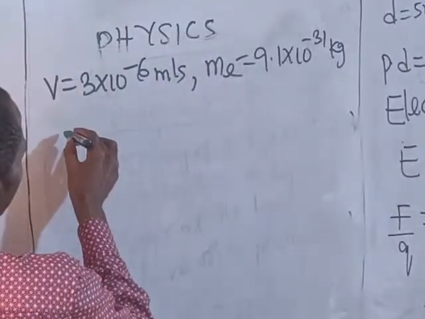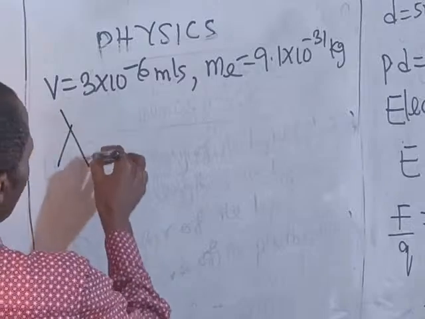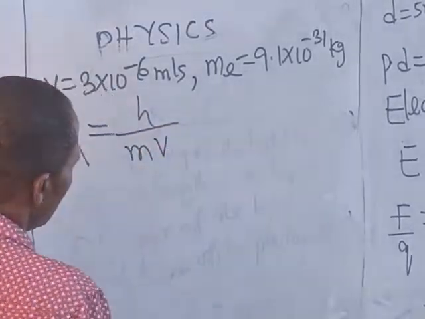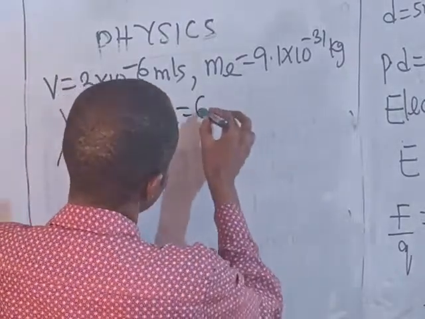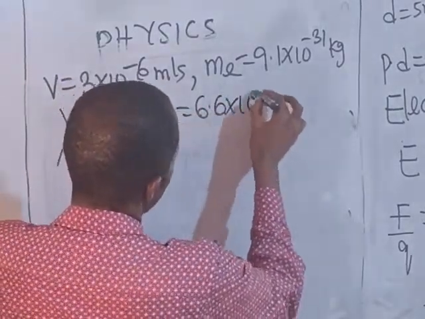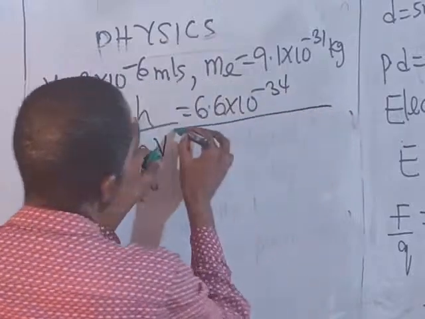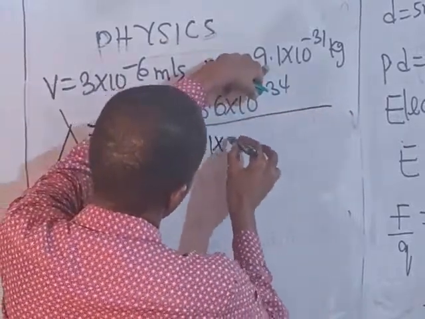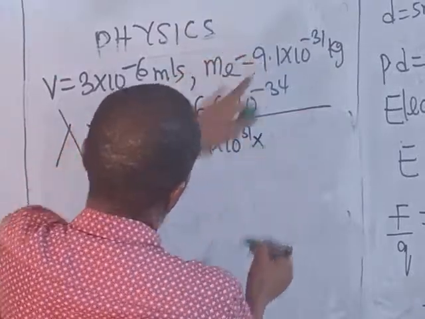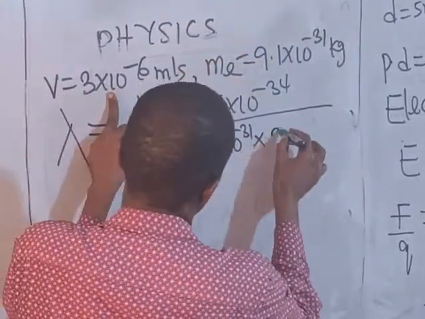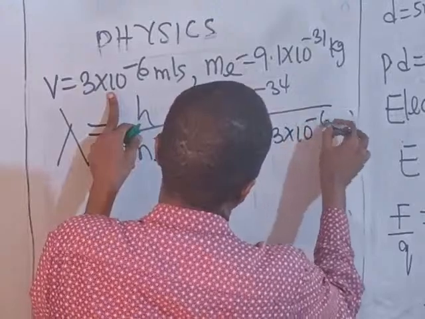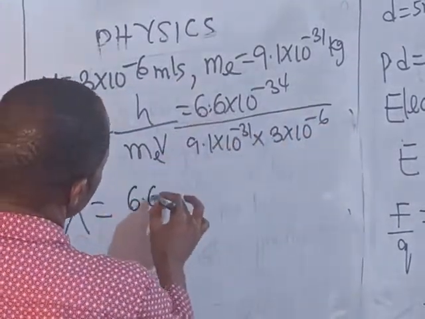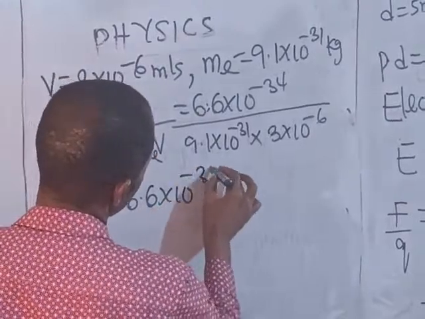And according to the de Broglie expression, we know lambda, that's the wavelength, is equal to h all over mv. H is the Planck constant, which is 6.6 times 10 to the power minus 34 all over the mass of the electron, that's 9.1 times 10 to the power minus 31, times the velocity of the electron, given to be 3 times 10 to the power minus 6. So lambda now will give us this, that's 6.6 times 10 to the power minus 34.